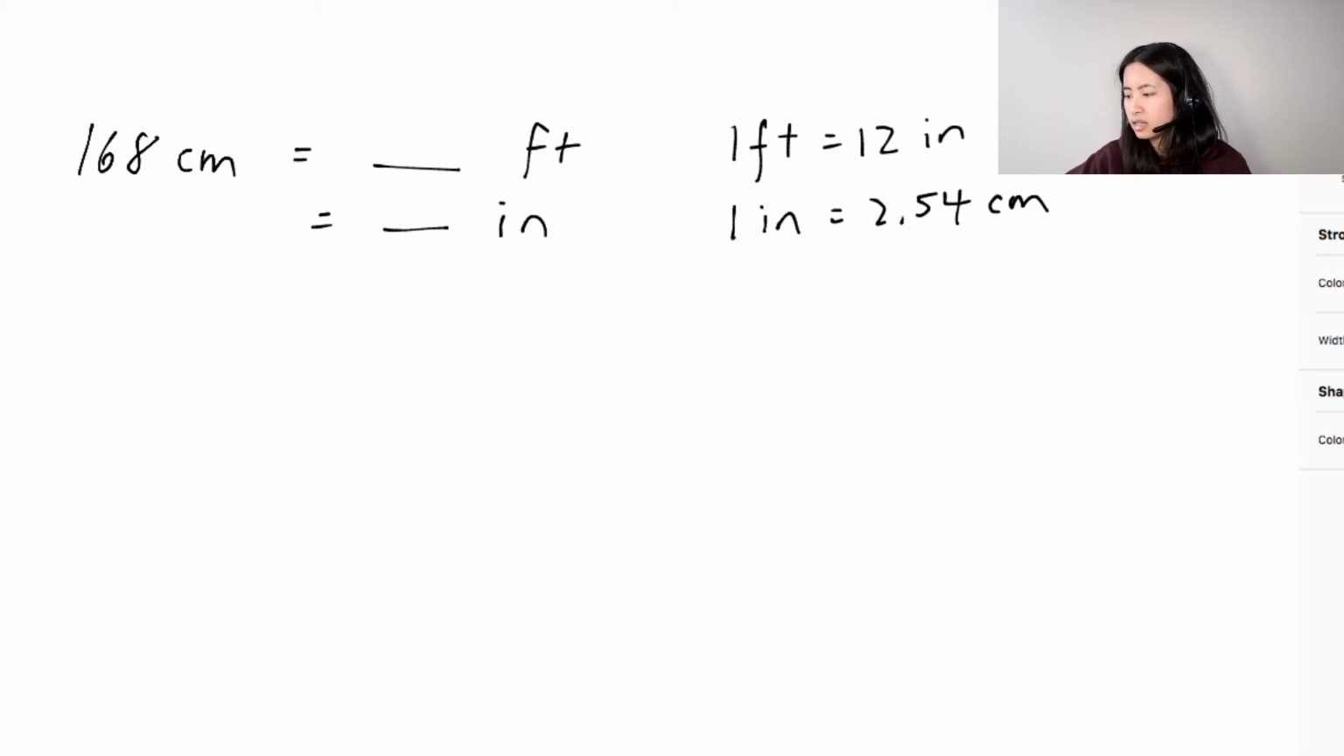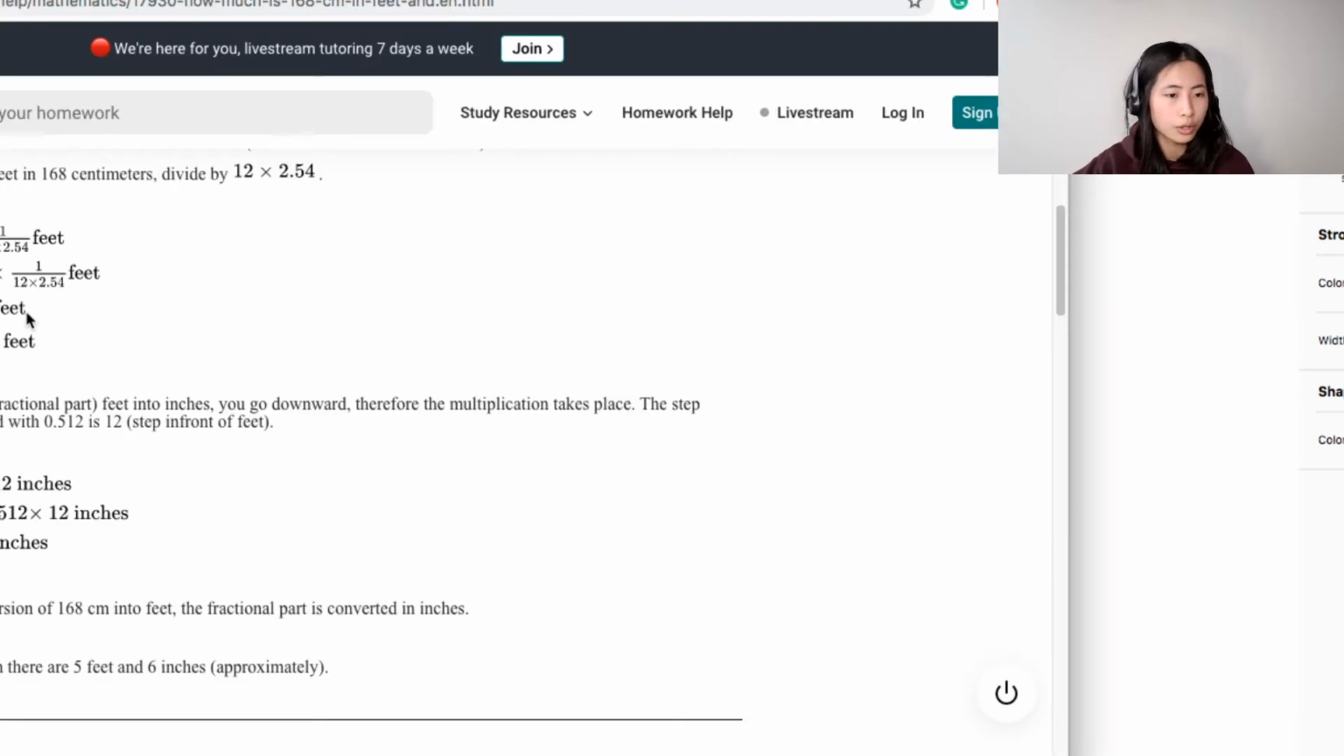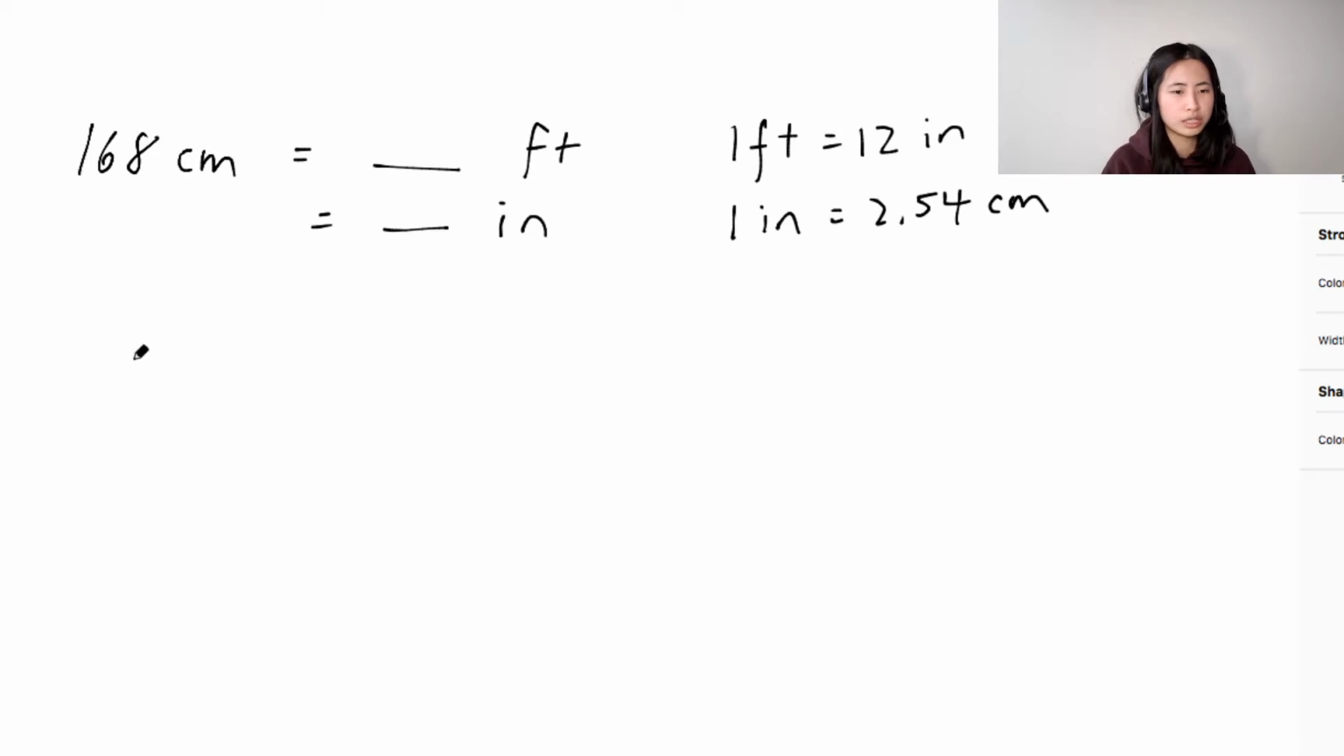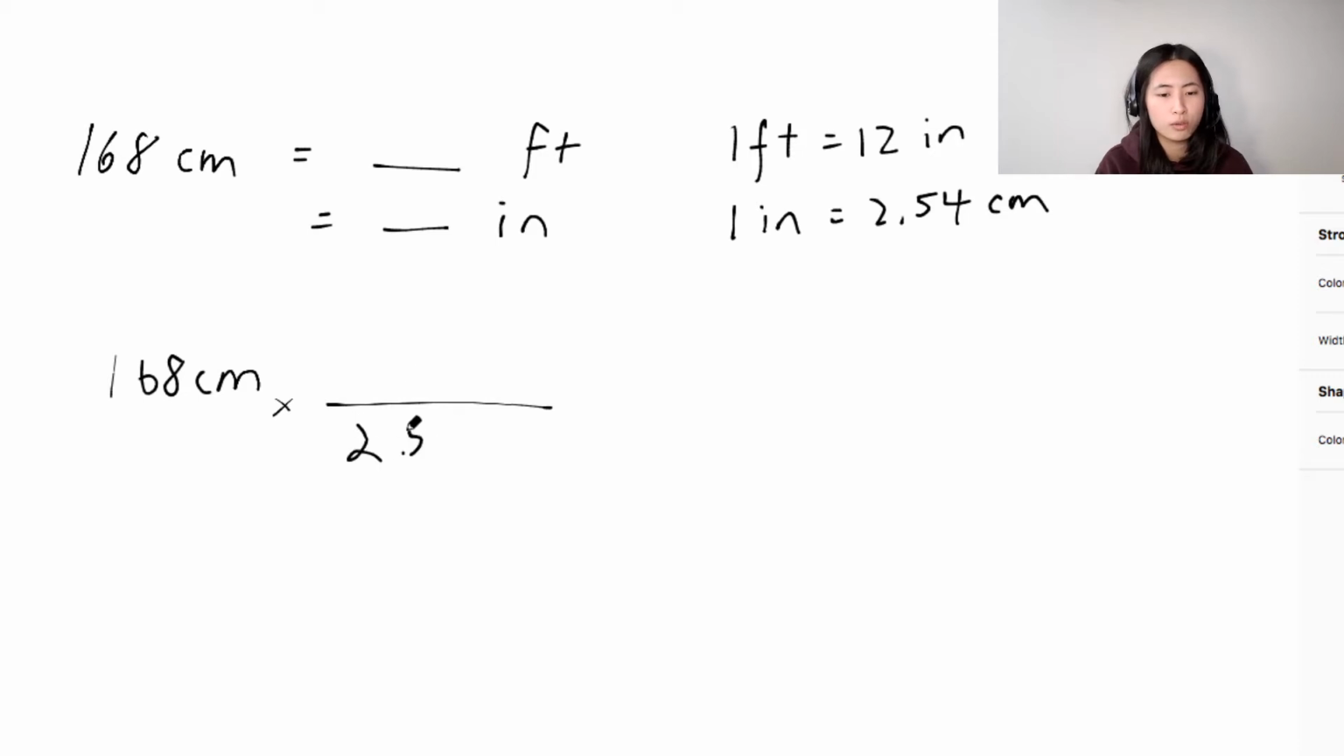Okay, so now they're saying that we need to multiply 12 times 2.54 to get to feet. And that's actually right. But again, I would love to see the units as opposed to just having 12 times 2.54, because this is all about unit analysis, or dimensional analysis, depending on your teacher. So you would really have 168 to begin with. This is in centimeters. And because this is in centimeters, this would be 2.54 centimeters, because you want to cancel out your units of centimeters.